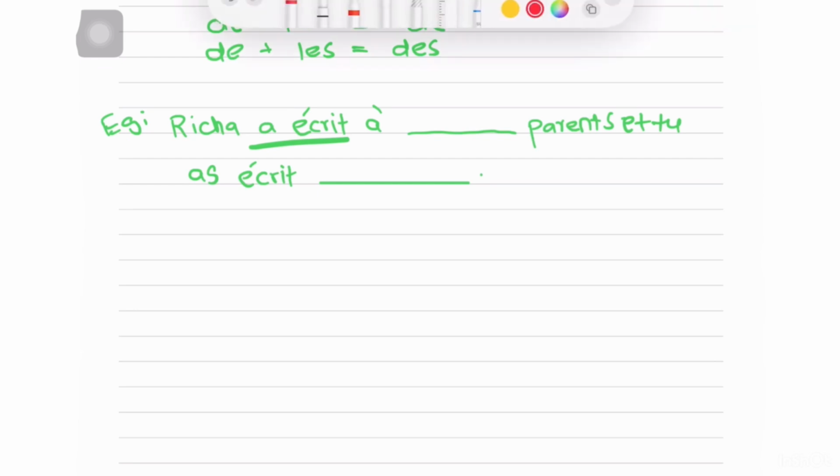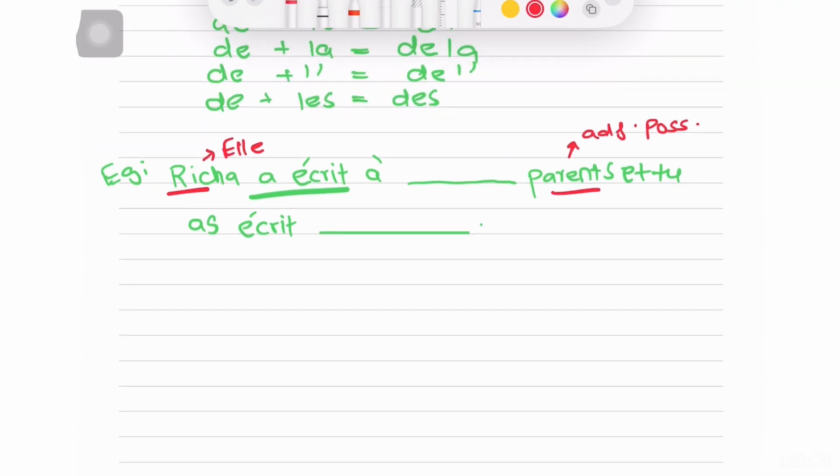Now the first part of the sentence will be adjectif possessif because parents is your noun. Okay, I'm telling whose parents they are. They are Richa's parents. That means "her", right? So with "her" and parents, first of all, we need to understand the gender and number. We've identified that we're going to use adjectif possessif. What is the gender of parents? It is pluriel. Does not matter masculine or feminine for now. So we write ses parents. Richa a écrit à ses parents.